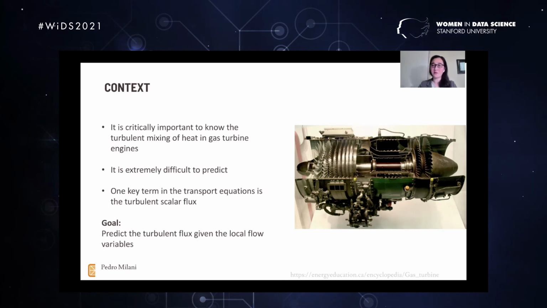Without getting into all the gory details of the turbulence modeling, one of the key terms in the transport equation is the turbulent scalar flux. So in this case, the goal of the machine learning model was to predict the turbulent scalar flux given the local flow variables like density and velocity.